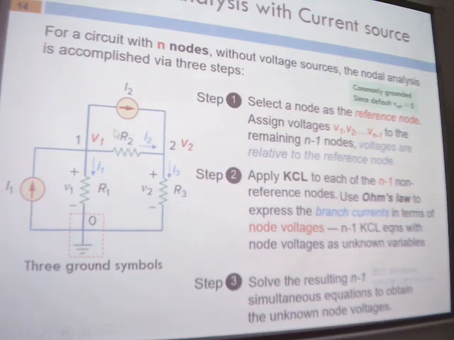Clear? And similarly, we can get this one. And the third step, we solve the equations and obtain the unknown node voltages. So now the unknown variables are node voltages. Okay, clear? We solve the voltages V1 and V2, and then go back to get our I1, I2, and I3. Clear?